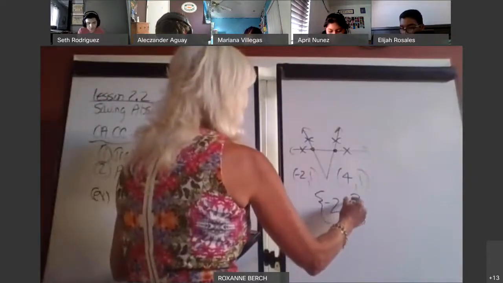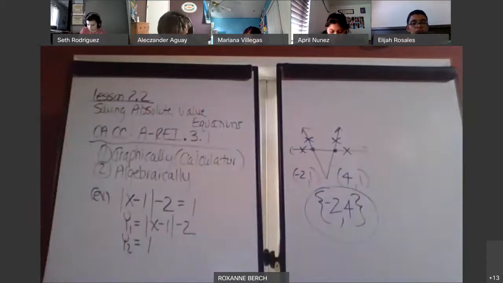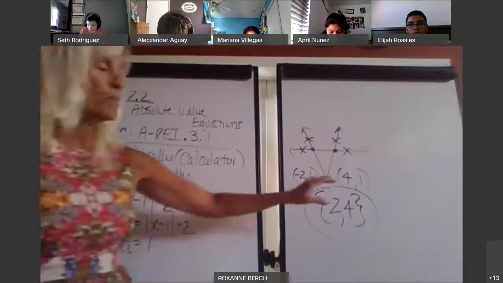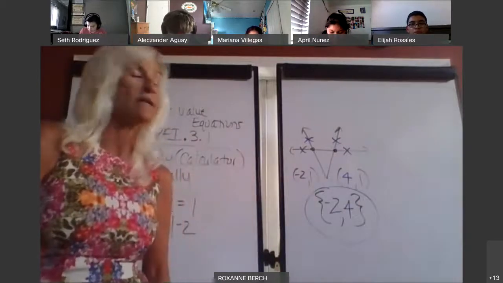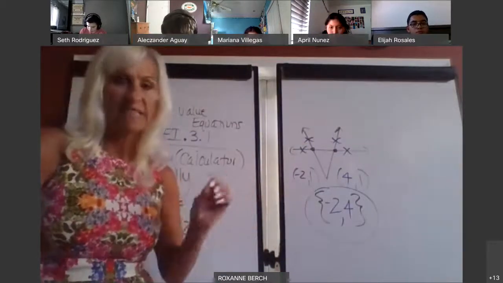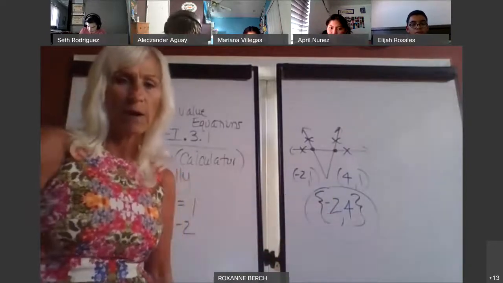That means 4 is another solution. So these ordered pairs in and of themselves don't mean anything. The solutions are the x coordinates. And the solutions are saying that this actual graph is crossing at left 2, 0 and right 4, 0.